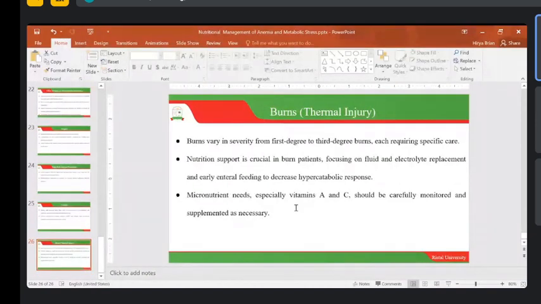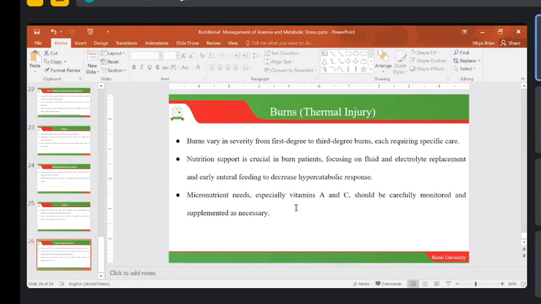For thermal injuries such as burns, burns vary in severity from first degree to third degree burns, like we all know, each requiring specific care. And here nutrition support is crucial in burns, focusing on fluid and electrolyte replacement, because in burns really a lot of fluid is taken out of the cells, then it is taken out of the tissues, etc. And also early enteral feeding to decrease the hypercatabolic response, and also micronutrients, especially vitamin A and vitamin C, should be carefully monitored and supplemented if necessary.